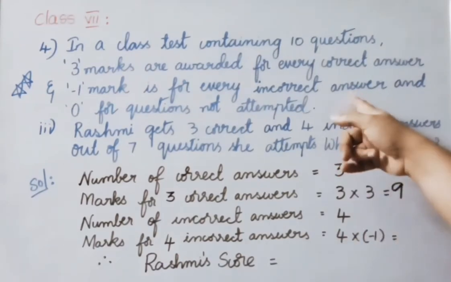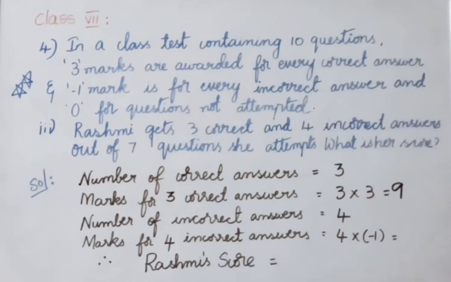For every incorrect answer, they allotted minus 1 mark. So marks for 4 incorrect answers equals 4 into minus 1. That is minus 4. Now 9 minus 4 is 5. Therefore Rashmi's score is 5 marks.